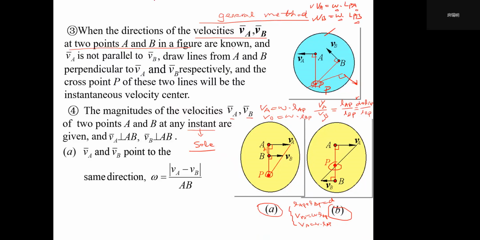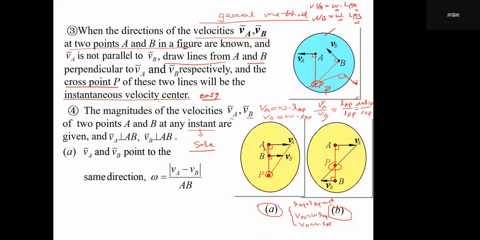So let's see here. And VA is not parallel to VB. So here, direction VA and direction VB are not parallel to each other. Then we should draw lines from A and B perpendicular to VA and VB respectively. And the cross point P, I said we will have an intersect point, right? The cross point P of these two lines will be the instantaneous velocity center. It's easy, right? It's easy.